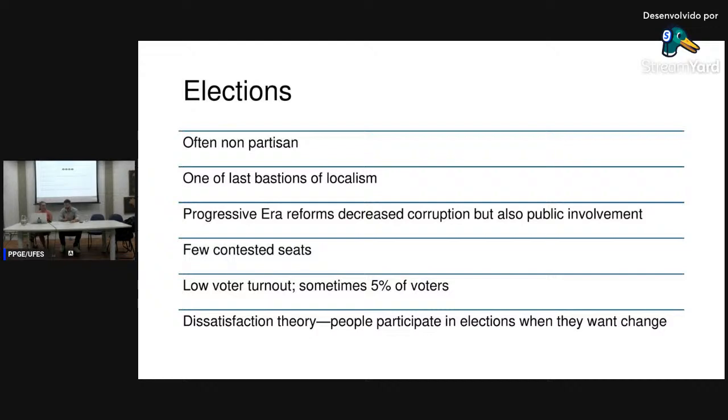And a lot of times the votes for school districts will be separate from other elections. And because there's no requirement to vote, sometimes only 5% of the voters will vote. So there's this sense that people tend to only come to vote if they're angry about something. And they're usually pretty happy with their schools, so it's rare.